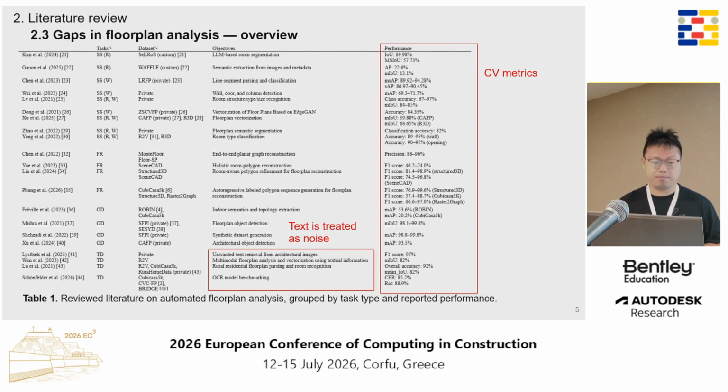In the published paper, we review the literature across these four computer vision tasks in floor plan analysis. There are two interesting things. The first is about the evaluation of performance. We can see the column there. Most evaluations use metrics such as IOU, accuracy, and F1 score. These metrics measure the overlap between the predicted result and the ground truth result. The second thing is that in the text detection task, most of the time the text is treated as noise to be removed.